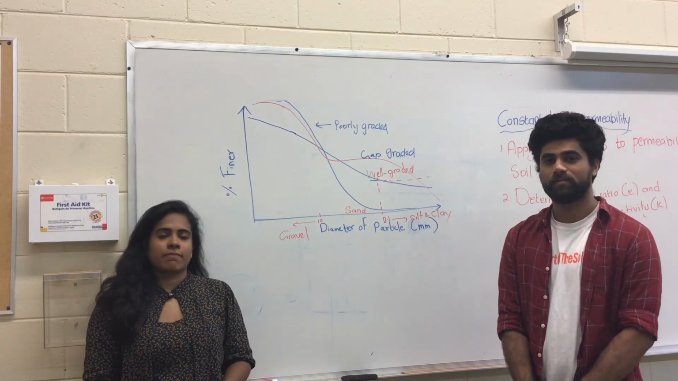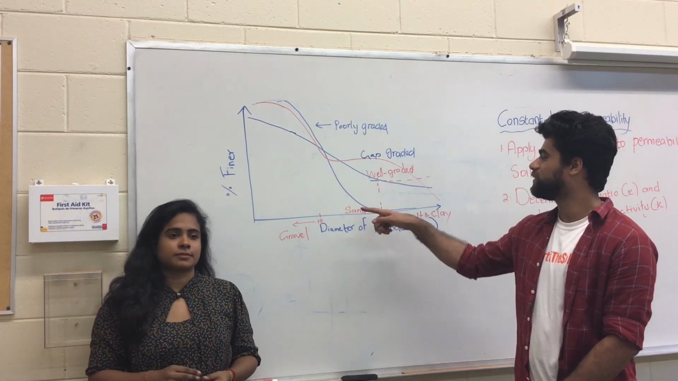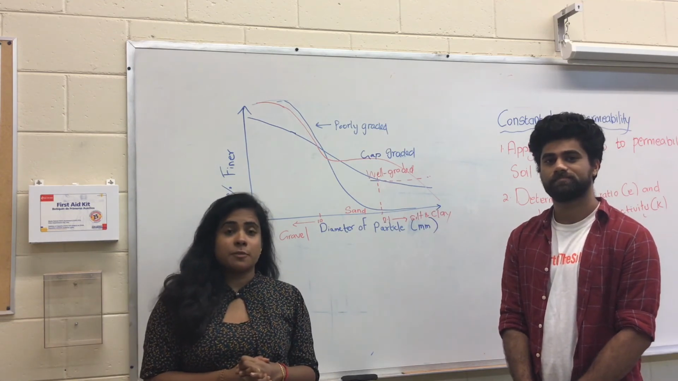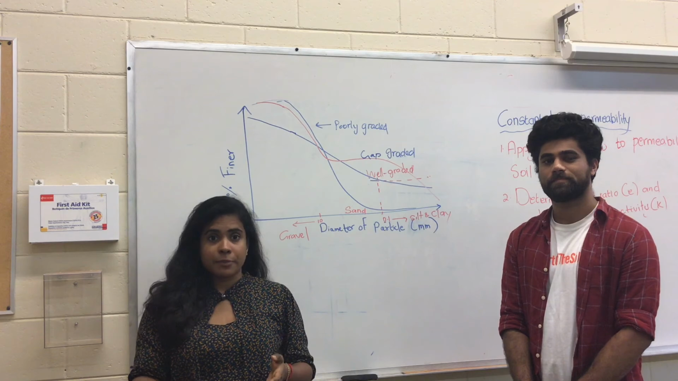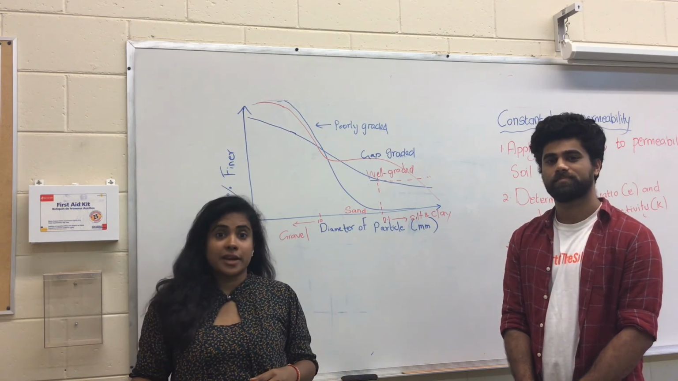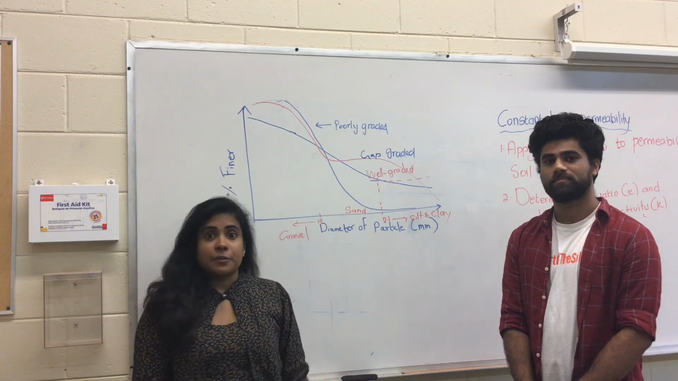And then once you have the hydrometer test results, you can plot the graph after the sand. You're required to discuss the type of graph that you get in your lab report. So basically there are three types of graph. One is poorly graded, well graded, and the other one is gap graded.